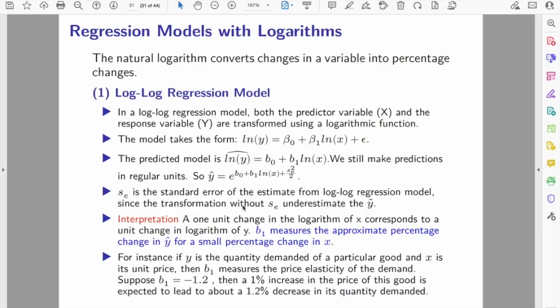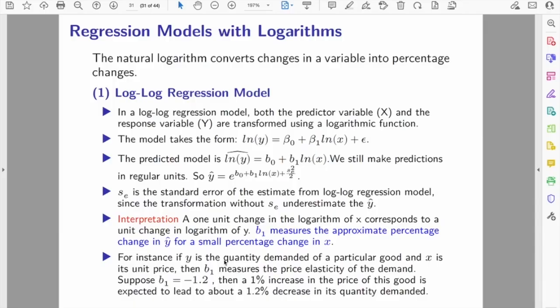How to interpret this, and this is important. How do we interpret b1? b1 measures the approximate percent change in y hat for a small percentage change in x. For instance, if y represents the quantity demanded of a particular good, and x is the unit price, then b1 measures the price elasticity of demand. In more detail, suppose b1 is negative 1.2. So how do we interpret this in this kind of model?